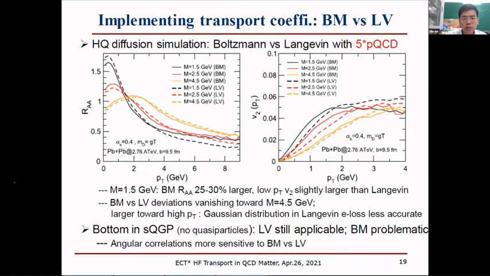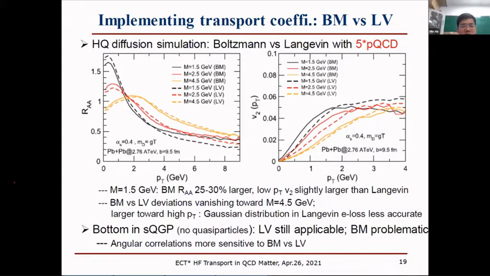So here we compare the full Boltzmann simulation and the Langevin simulation for charm quark diffusion with the common 5 times pQCD transport coefficients. So this is the charm quark RAA and V2. See, if the mass is for charm quark mass like 1.5 GeV, the charm quark RAA from the Boltzmann simulation is significantly larger than the Langevin simulation results. But the V2 is smaller than the Langevin results.